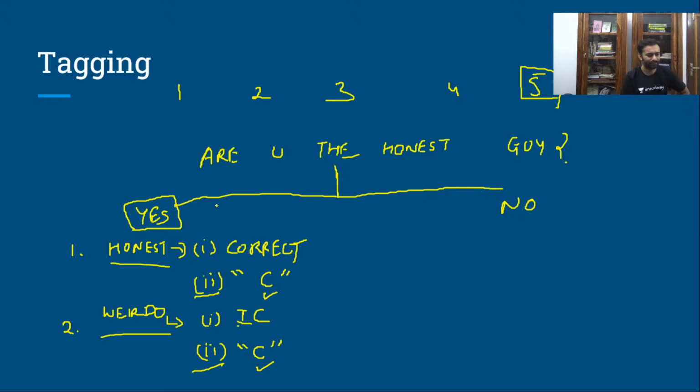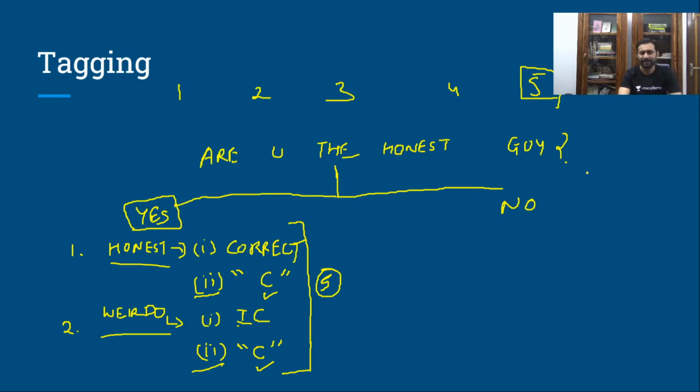What will I ask now? Because I know I will get the correct answer, I'll ask, who amongst the five of you is the honest guy? This will be my second question. What answer will I get? Whoever is the honest guy. So this is what will happen if I get a response yes to my question.